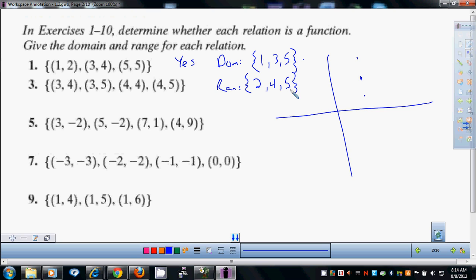Yes. That's right, and always try to put it in numerical order. So 3, 4, 5, and 7. What would our range be, Blake? Very, very good.